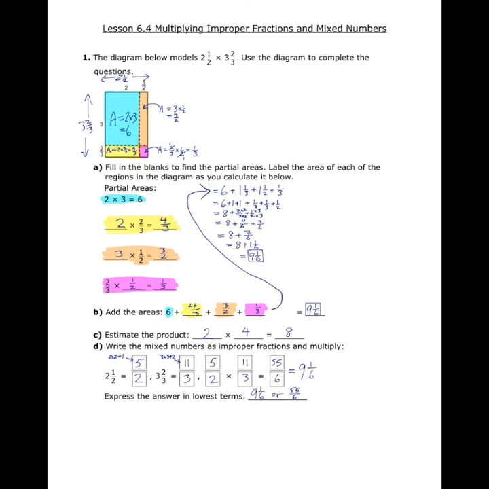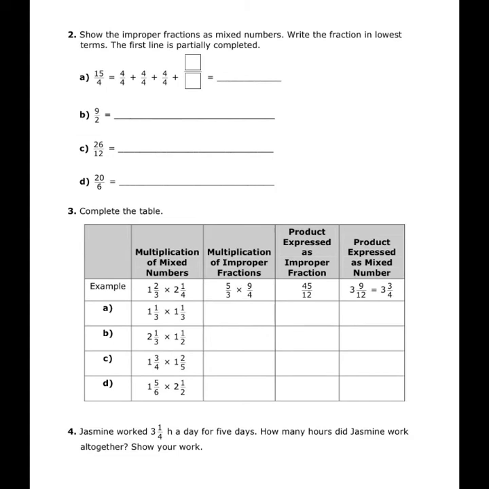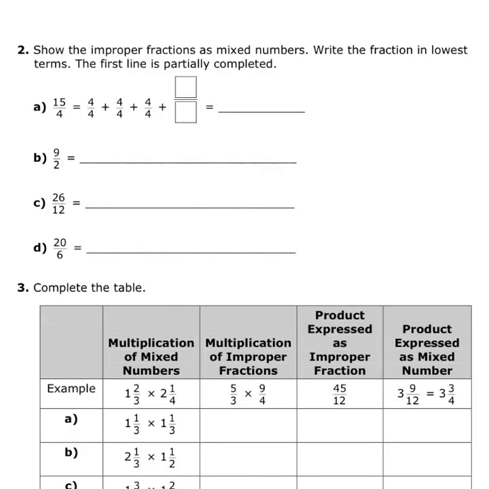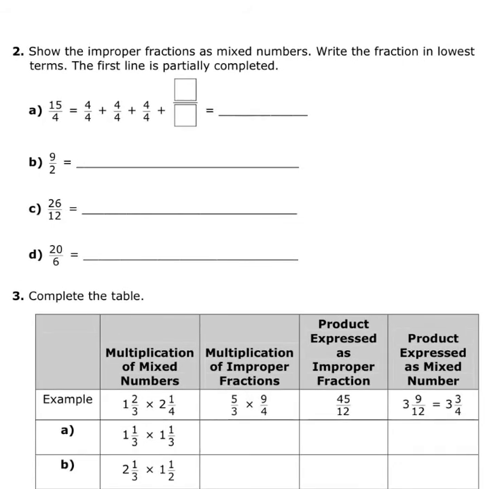Alright, so let's move on to the next page and see what we've got there. So here in number 2, it says to show the improper fractions as mixed numbers. Write the fraction in lowest terms, and the first line is partially completed for us. So this is just getting a little bit of practice with switching back and forth between improper fractions and mixed numbers. So I'm just going to zoom in on number 2 here. Lock that in and we'll do that one.